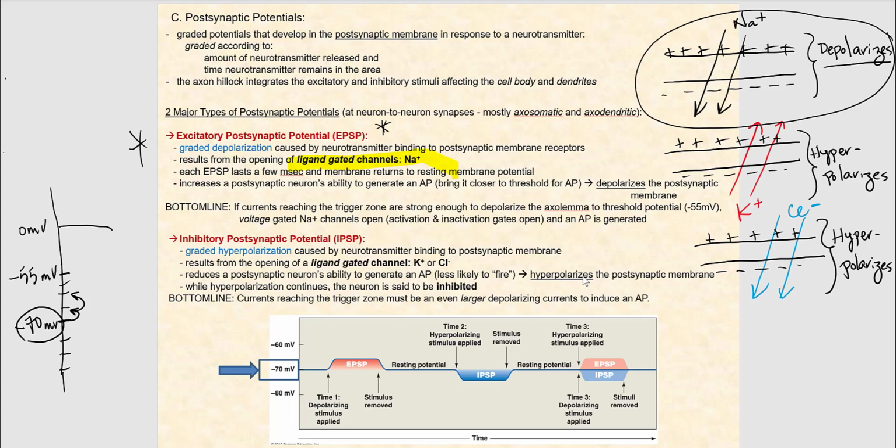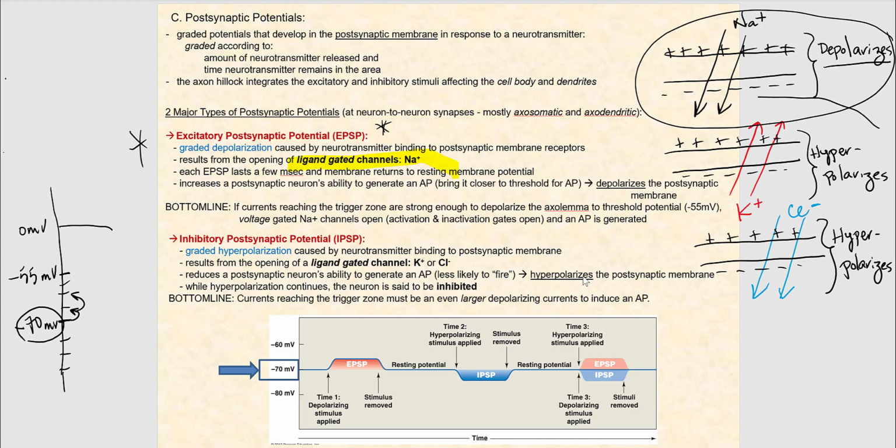Now what about an inhibitory postsynaptic potential, IPSP? Well, what if a neurotransmitter is released into the synaptic cleft by the presynaptic neuron, and it binds to its receptor on the postsynaptic membrane of that neuron, but instead of opening ligand-gated sodium channels, it opens ligand-gated potassium channels or ligand-gated chloride ion channels? Now what's going to happen?